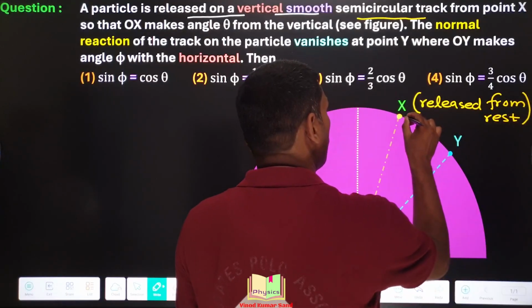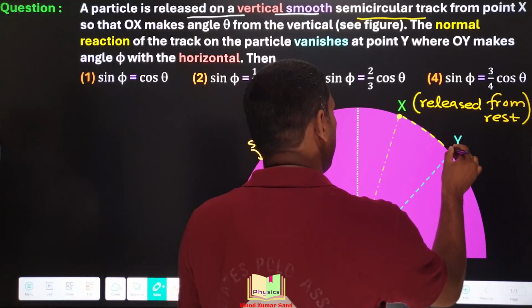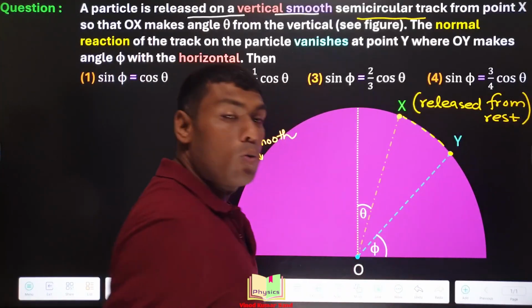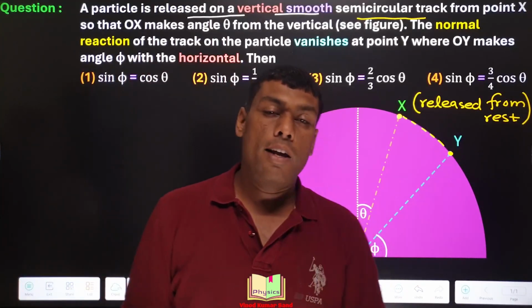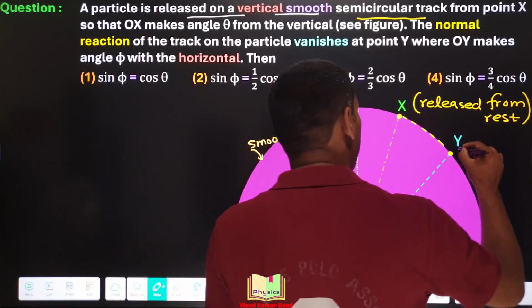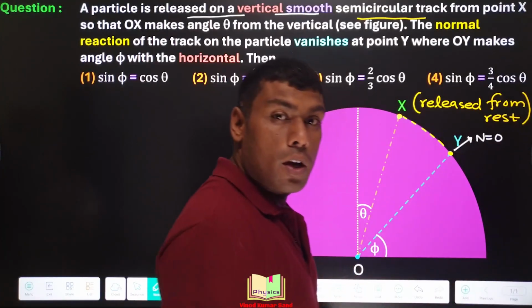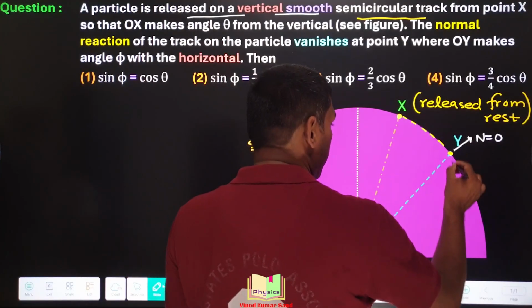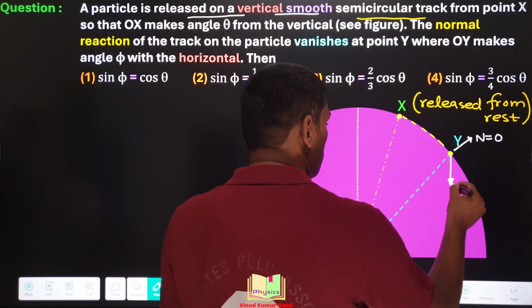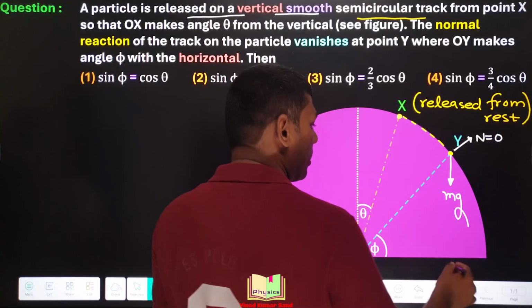Now this particle goes along the circular path and reaches position y. The question says that at position y the normal force on the particle becomes 0. Mg would yet be acting on the particle, the gravitational pull. We show that mg like this.